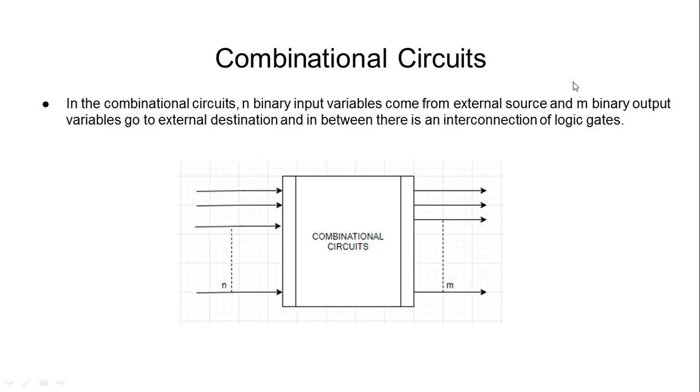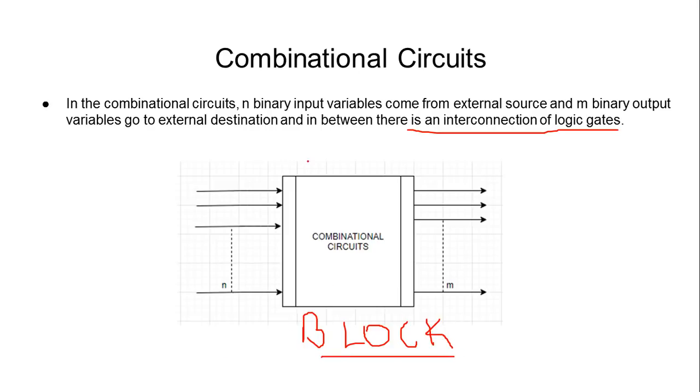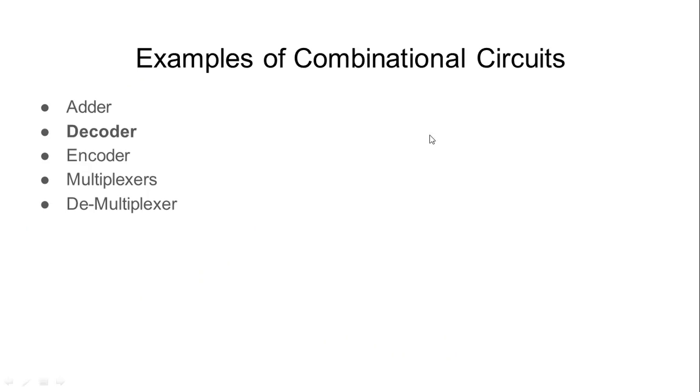So in today's discussion, our focus will be mainly on decoders. Before that, let's revise what a combinational circuit is. As we are very well aware now, combinational circuits are nothing but an interconnection of logic gates. This is the block diagram of the combinational circuit. How the block diagram works, you know very well. If you have any doubt in understanding the block diagram of combinational circuits, you can watch the previous videos for it. Now, this is an example of combinational circuits.